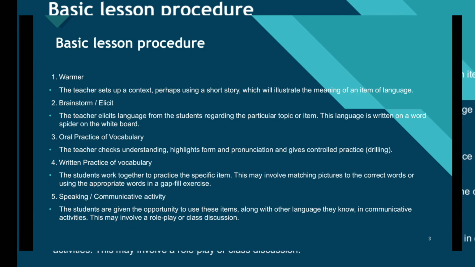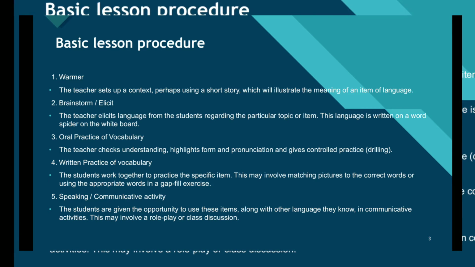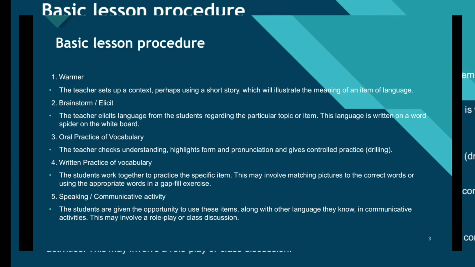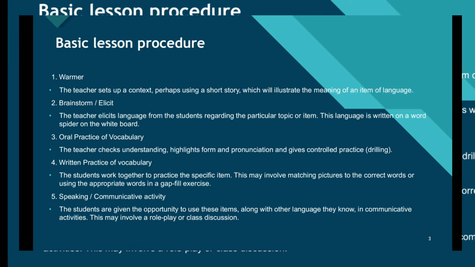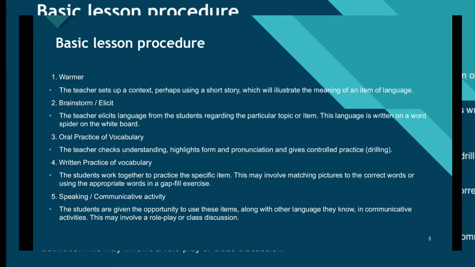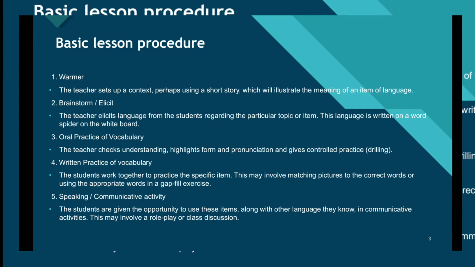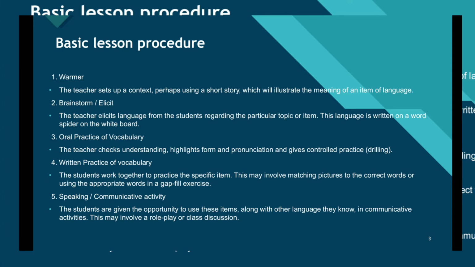Basic lesson procedure. 1. Warmer. The teacher sets up a context, perhaps using a short story, which will illustrate the meaning of an item of language. 2. Brainstorm or elicit. The teacher elicits language from the students regarding the particular topic or item. This language is written on a word spider on the whiteboard.